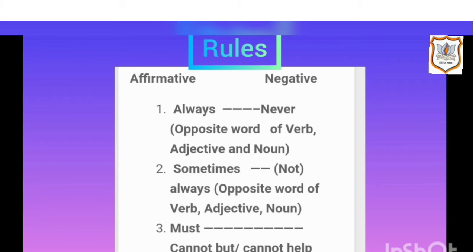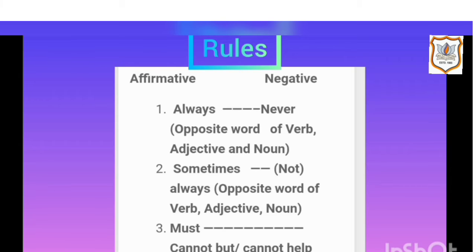Now the second rule is, when sometimes is used in an affirmative sentence, we will change it to not always, and along with that we will use the opposite word of the verb, adjective and noun given in the sentence to change it into negative. For example, he sometimes smokes, so we will change it like he does not always smoke.